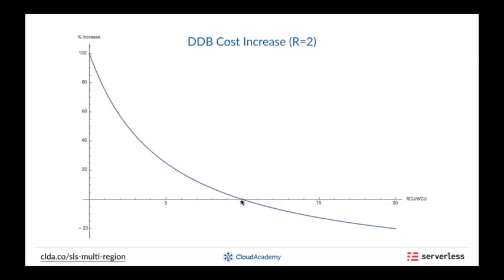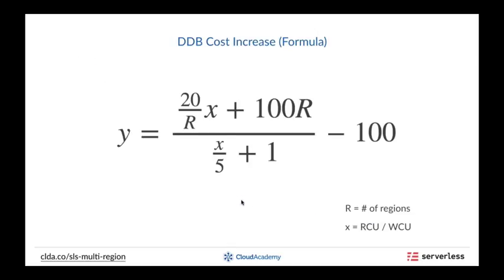This got me a bit excited. So I thought I need a way to plot this for different values of R, for 3, 4, 5, 10 regions. What changes? So I woke up on Sunday, I got a piece of paper, and I started finding this formula. Here, X is again the ratio between reads and writes, and R is the number of regions. And this is the formula.